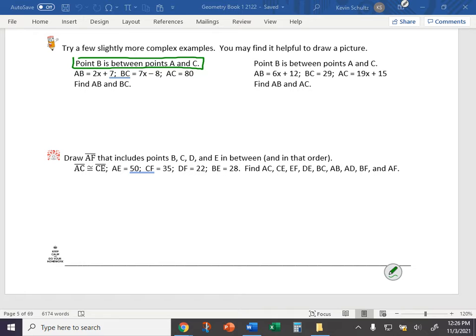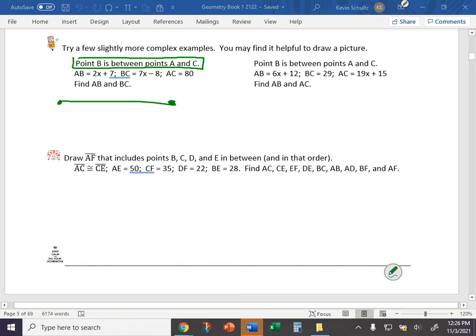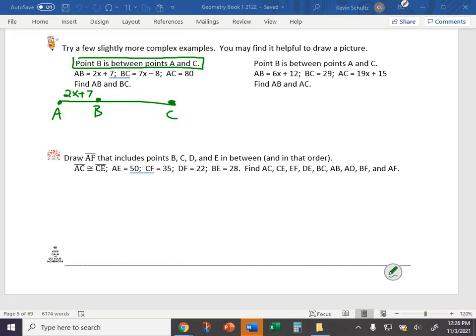We don't know if it's right in the middle. We don't know if it's closer to C or closer to A. That doesn't really matter. Let's just draw a segment AC with point B somewhere in between. Now we're told that the value of AB is 2x plus 7. BC, the value of BC is 7x minus 8. And the whole thing from A to C is 80.